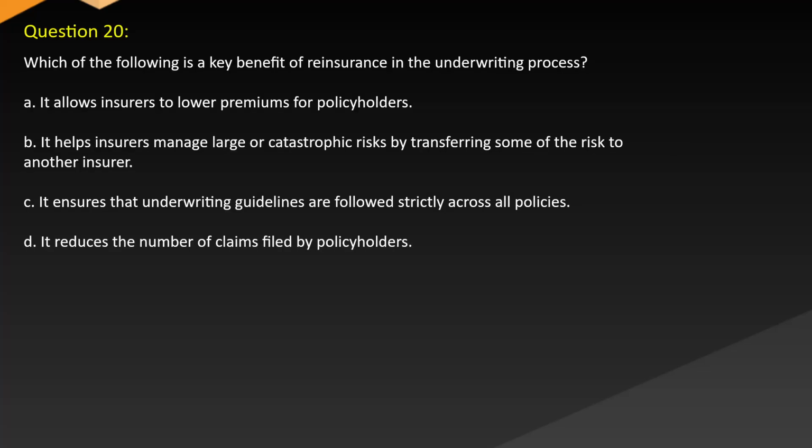Question 20. Which of the following is a key benefit of reinsurance in the underwriting process? A. It allows insurers to lower premiums for policyholders. B. It helps insurers manage large or catastrophic risks by transferring some of the risk to another insurer. C. It ensures that underwriting guidelines are followed strictly across all policies. D. It reduces the number of claims filed by policyholders.